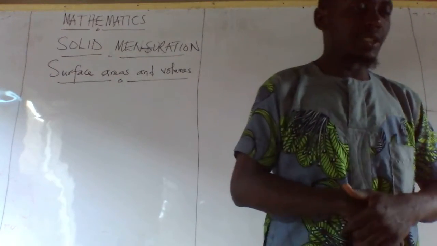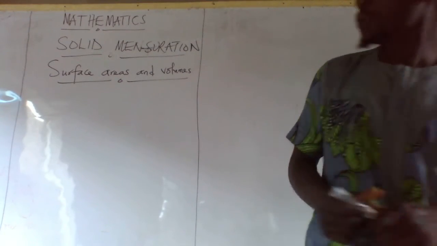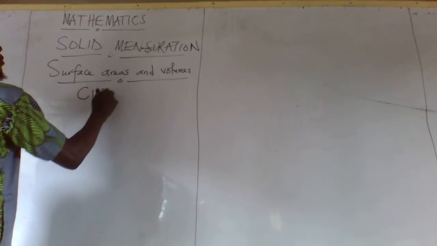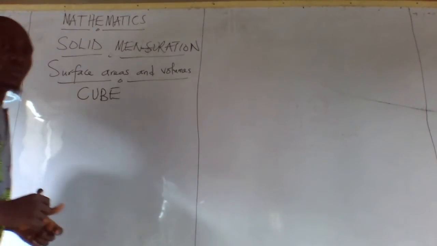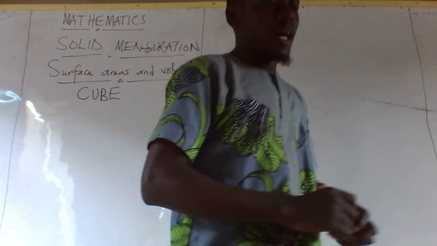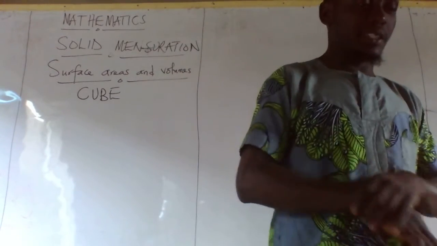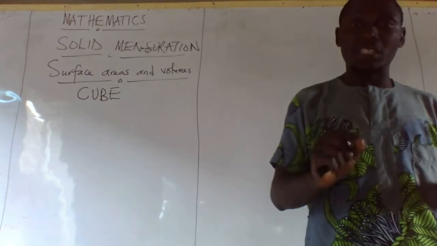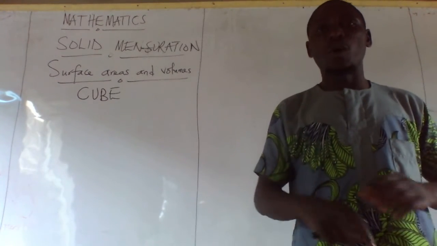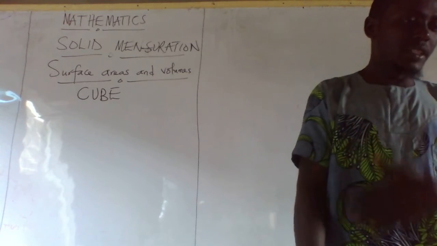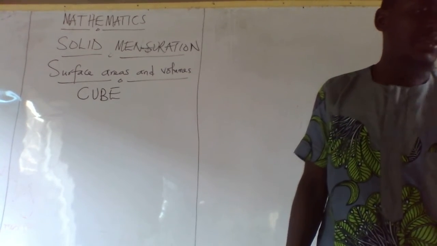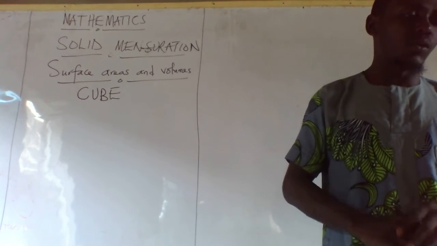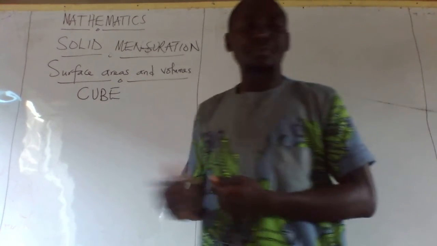Now let's begin with cube. What is a cube? A cube has 6 faces of equal dimension. This means that it has length, breadth, and height, all of which are equal to each other.